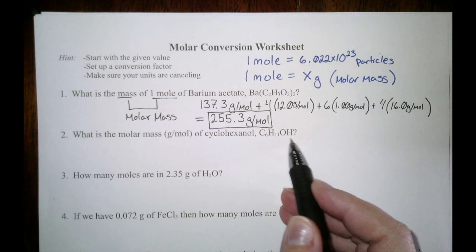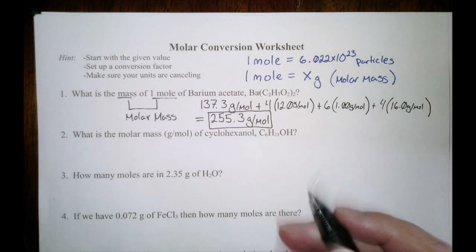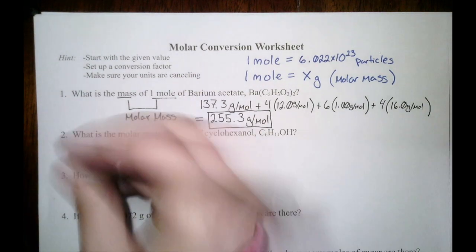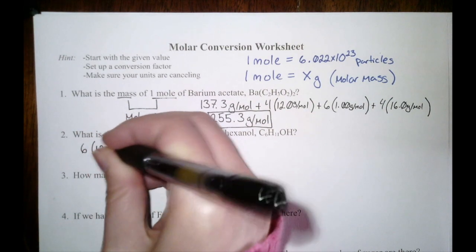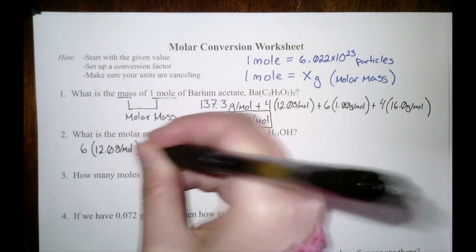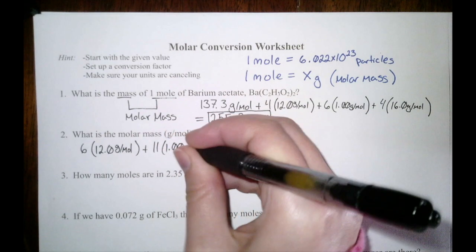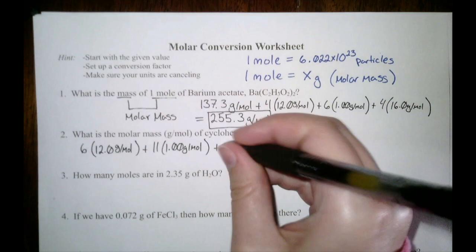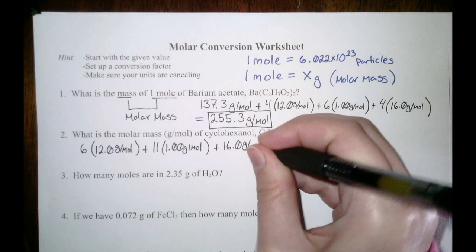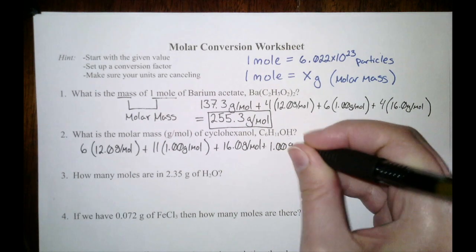And it gives us the chemical formula. Pause the video and see if you can do this one on your own. All right, let's find the molar mass. Well, again, we've got 6 carbon, so 6 times 12.0 grams per mole, the molar mass of carbon, plus 11 times 1.00 grams per mole, the molar mass of hydrogen, plus 16.0 grams per mole, the molar mass of oxygen, and we've got an extra hydrogen, so plus 1.00 grams per mole.